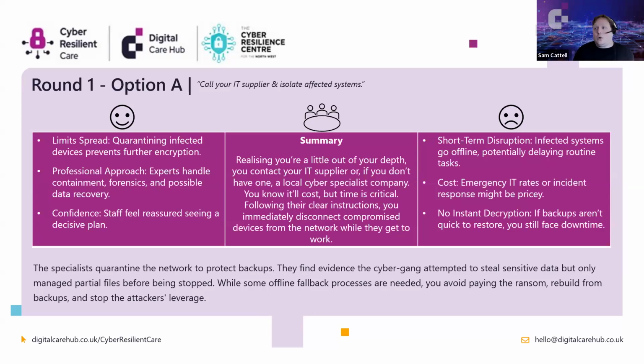But in this case, specialists quarantine the network to protect backups. They find evidence the cyber gang attempted to steal sensitive data, but only managed partial files before being stopped because you've got somebody in to help. Now, while some offline fallback processes are needed, that means you can't rely on things like SharePoint. You have to have some actual physical drives to help get some of the backups up and running.